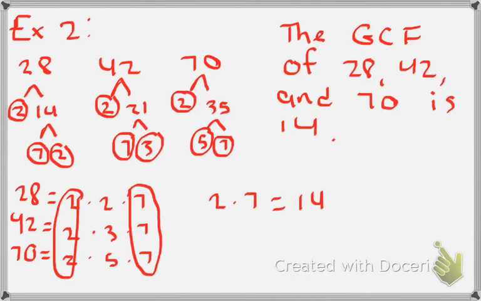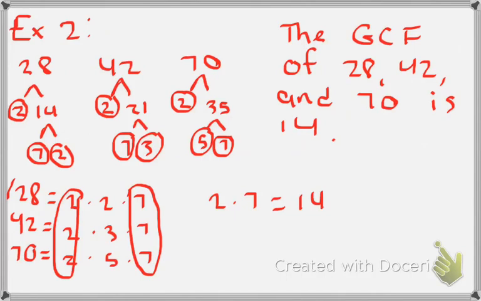Example 2: 28, 42, and 70. So we break them down. Anything that multiplies to 28, 7 and 4, for example. But in this case, we did 2 and 14, and we circle 2 because it's a prime number. 14 can still be divided, so it's 7 and 2, and then we put that together. Right down here, 28 equals 2 times 2 times 7.